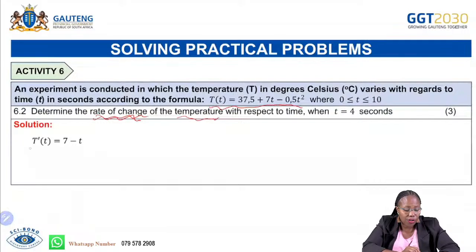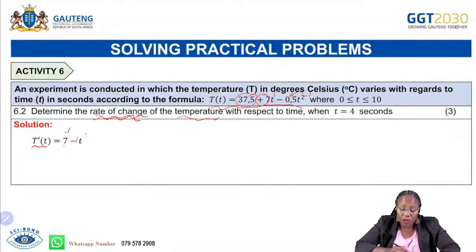Our original equation, as you can see there, the notation is saying derivative of temperature in terms of time. Now if it's a constant value, the derivative is 0. If it is to the power 1, we take the coefficient 7, as you can see there. And then if we differentiate this one, we say 2 times 0,5, so half of 2 is 1. Hence we see minus 1, and then we subtract 1 from the exponent, then t will be t to the power 1. This is the correct derivative equation.